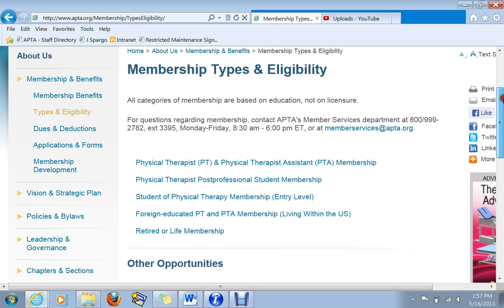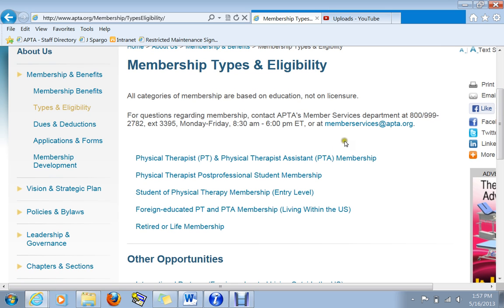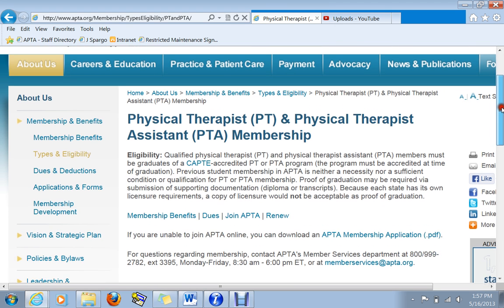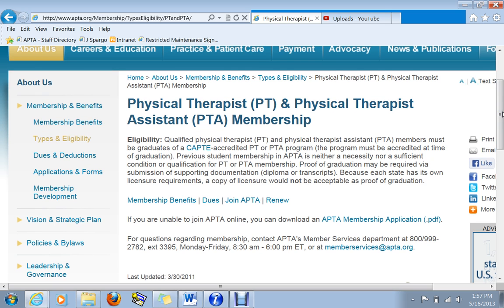And then we select physical therapist assistant membership. So in order to be a member as a physical therapist or physical therapist assistant, the person must have graduated from an accredited PT or PTA program.